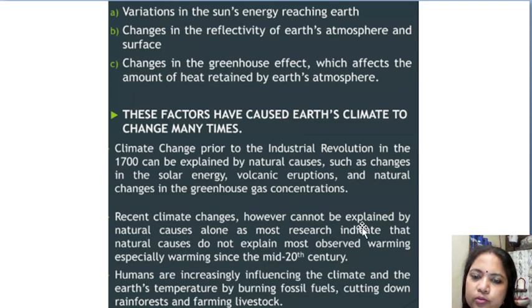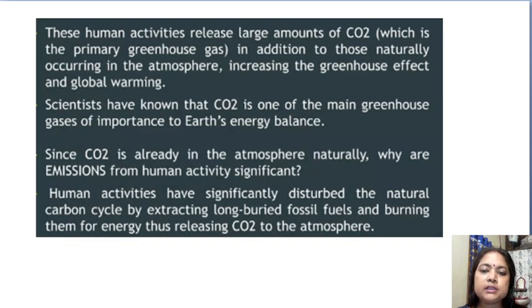Climate change prior to the Industrial Revolution in the 1700s can be explained by natural causes, such as changes in solar energy, volcanic eruptions, and natural changes in greenhouse gases. Then human activities release large amounts of carbon dioxide, which is the primary greenhouse gas, in addition to those naturally occurring in the atmosphere, increasing the greenhouse effect and global warming. Scientists have known that carbon dioxide is one of the main greenhouse gases of importance to Earth's energy balance. Carbon dioxide is already in the atmosphere naturally, but emissions from human activity are significant.